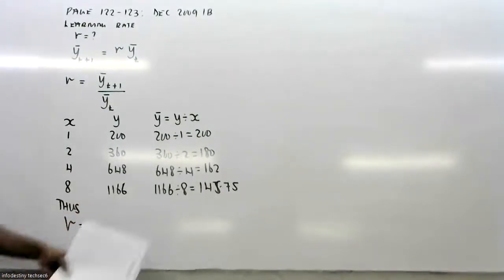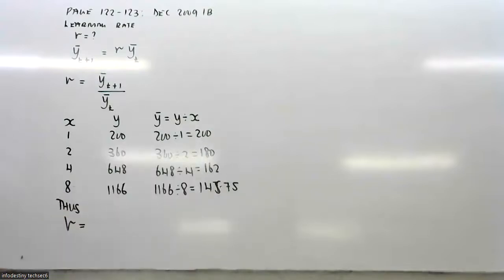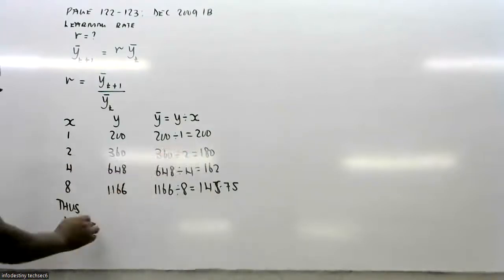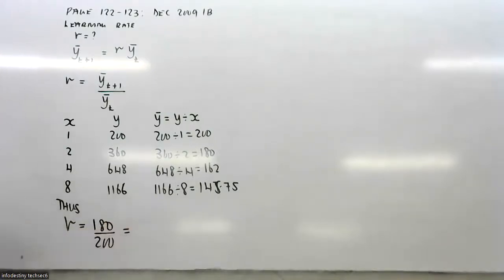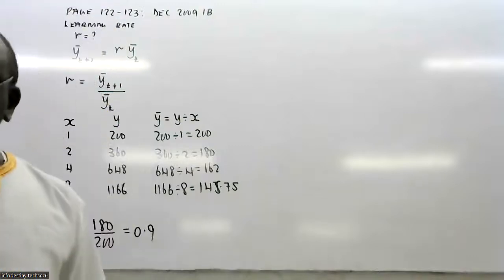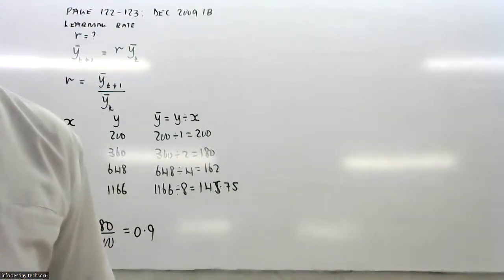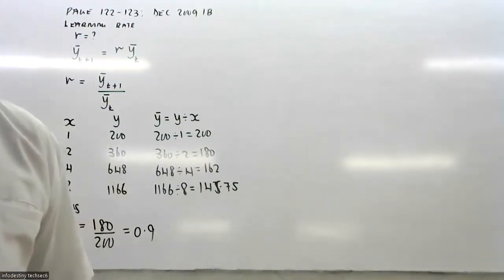Now you only require the first two, but you may compute the others for useful purposes. The first two, you take 180 and divide by 200, that gives 0.9. Similarly, check on the calculator: 162 divided by 180. Does it give you the 0.9? Yes. So you only required the first two.